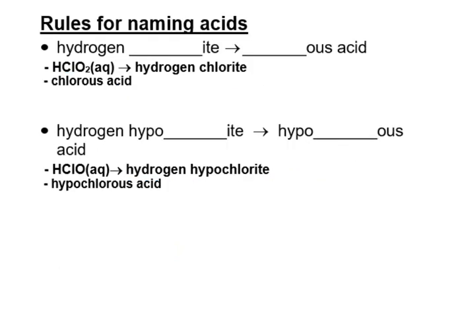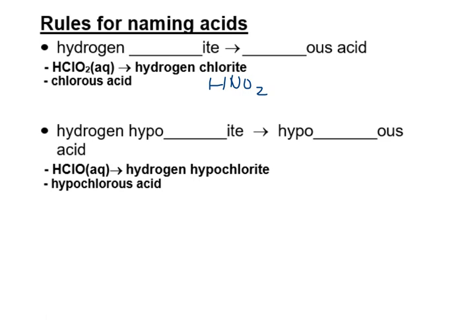Well, there are also rules for the light versions of things. The light versions of things change to OUS acids. So if you had a chlorite, it becomes chlorous acid. I'll do some more examples. Let's say that I gave you HNO2.